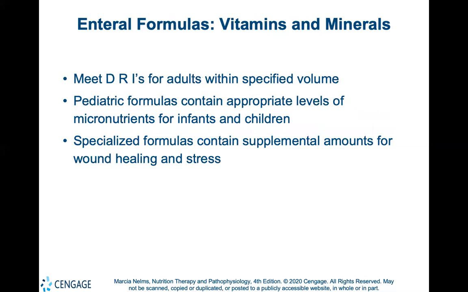Enteral formulas meet the dietary reference intake for vitamins and minerals for adult males and females within a specific volume, usually 1,500 milliliters within 24 hours. Pediatric formulas contain appropriate levels of micronutrients for infants and children. Some specialized formulas contain supplemental amounts for stress and wound healing. It is often necessary to compare the amounts of vitamins and minerals required by individual patients with the amount provided in the formula and to adjust vitamin and mineral supplements as needed to meet the patient's need.